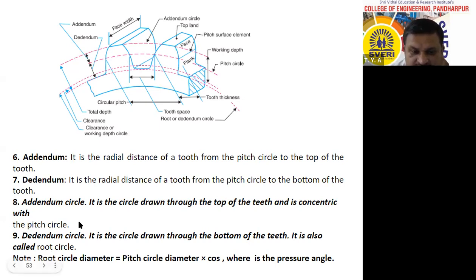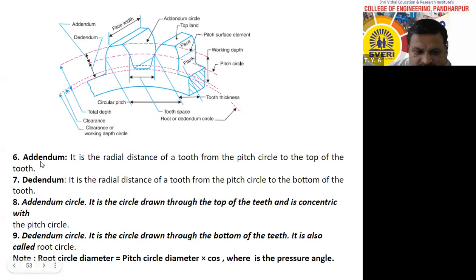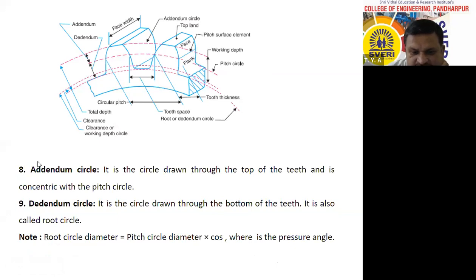Similarly, dedendum circle. It is the circle drawn through the bottom of the teeth. It is also called root circle. The circle passing from the bottom of the teeth and concentric with the pitch circle is known as root circle, dedendum circle. Again, the same definitions are there. Let it be.